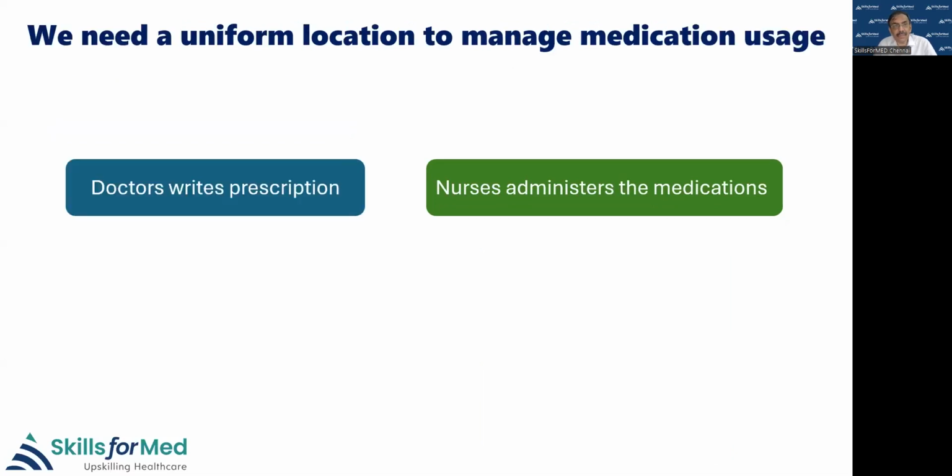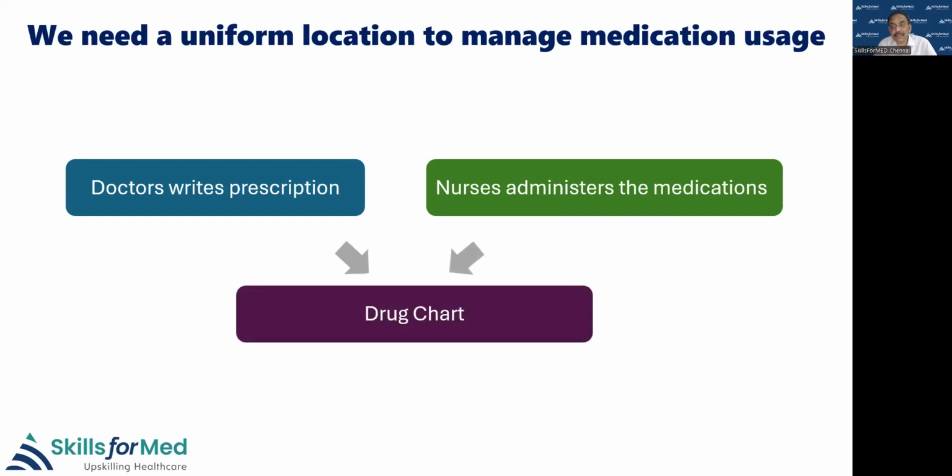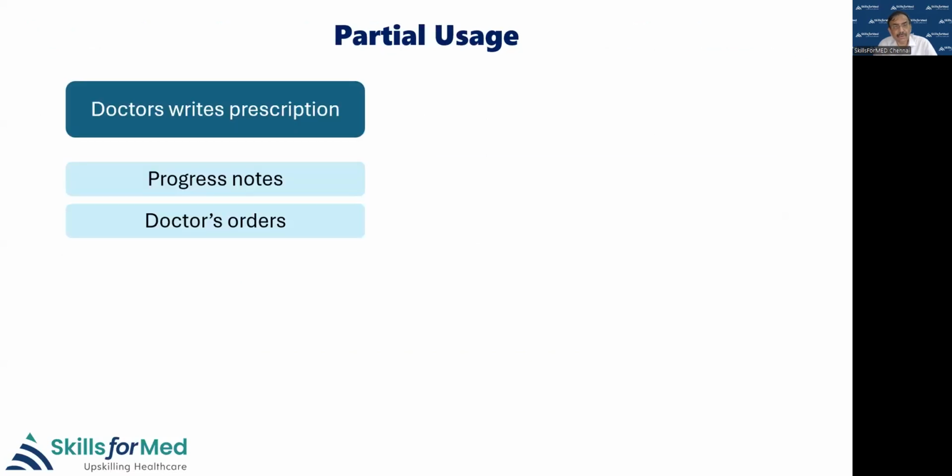So there is no doubt that we need a uniform location to manage medication, where the doctors will write the prescription and nurses will use the same thing as the doctor's written, and that is known as the drug chart. So this is what has happened. So with the advent of quality and NABH coming in, all of us have sort of moved away from writing in the progress notes and the doctor's orders, and writing in the drug chart. But it has been a challenge to basically change the doctor's habit to write in the progress notes or the doctor's orders. So a partial usage is done in some hospitals.